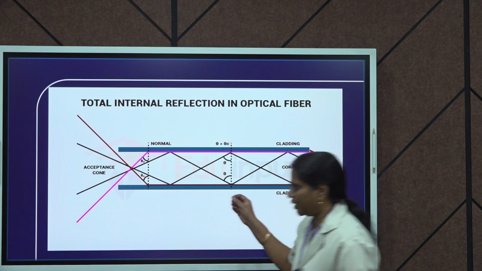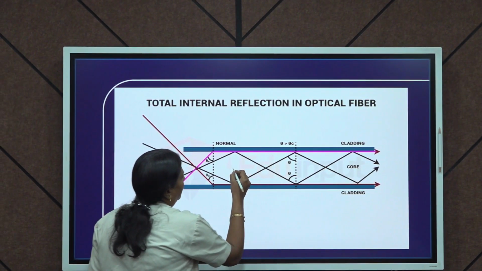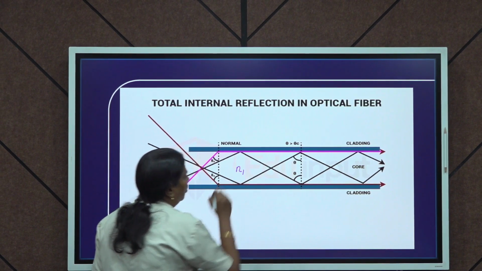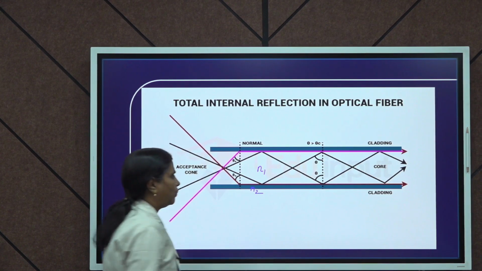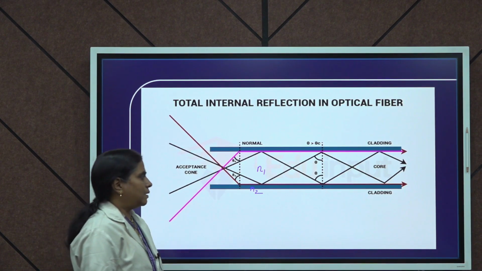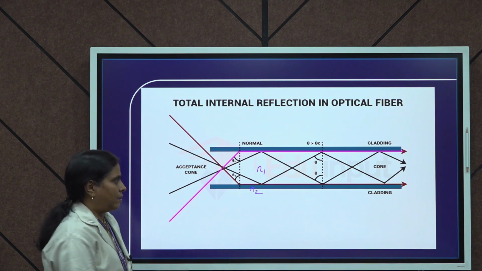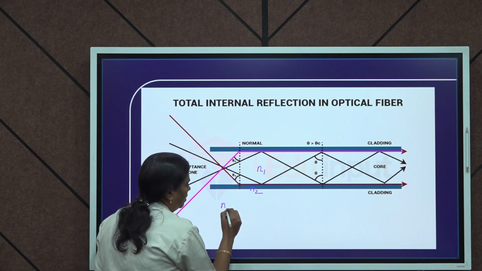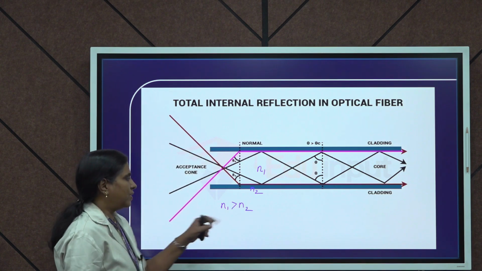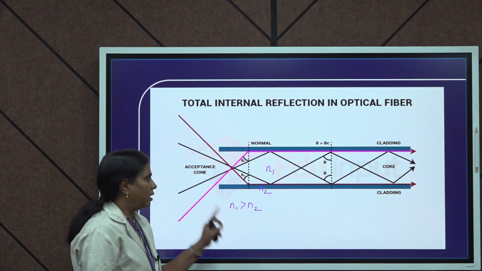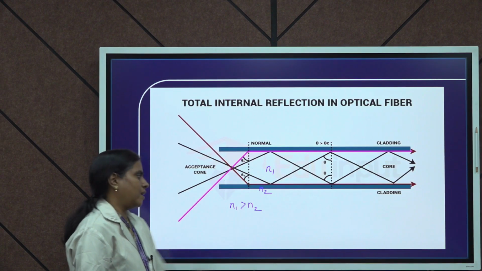To achieve the first condition, let us assume that the refractive index of the core is N1 and the refractive index of the cladding is N2. Here core is a denser medium and cladding is a rarer medium. So N1 must be greater than N2. So the first condition gets satisfied. Here the light can travel from denser medium to rarer medium.